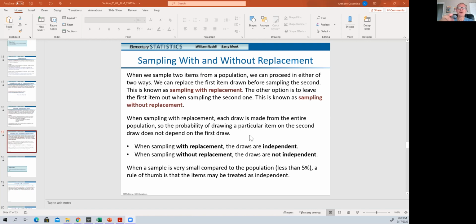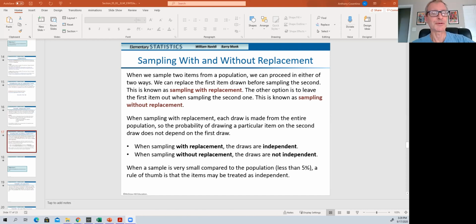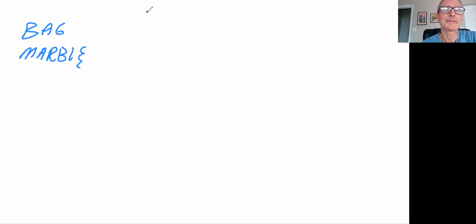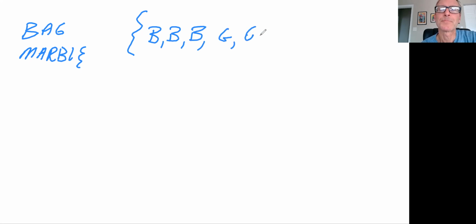And so let me just show you, hopefully, a reasonably simple example, not using decks of cards. But let's say we have a bag of marbles. And in this bag, we have 3 blue marbles, 2 green marbles, and 1 yellow marble.